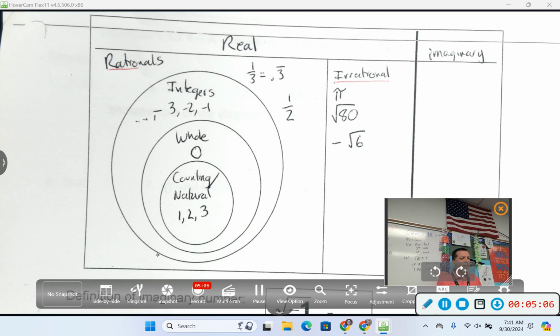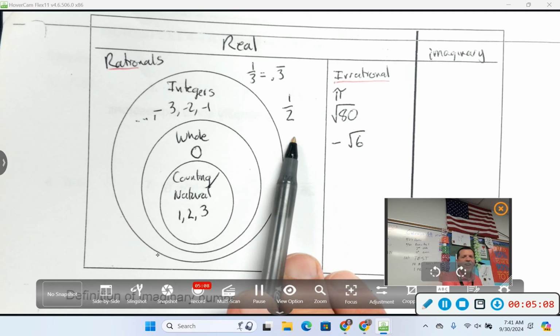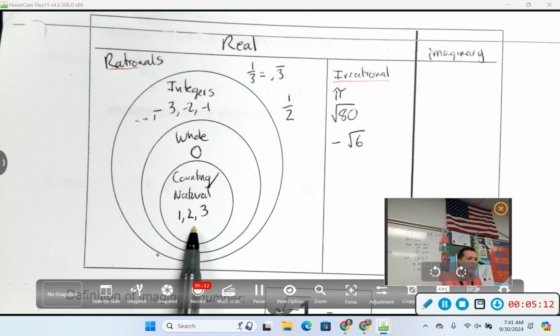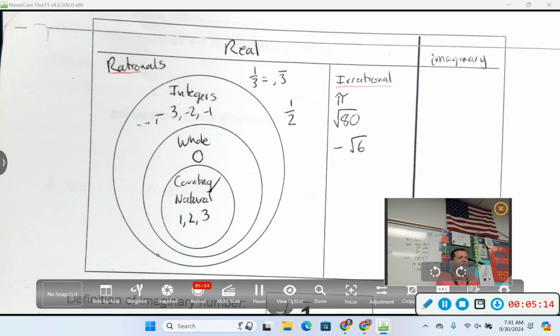What about 4 halves? That's kind of tricky because 4 halves is 2, so it seems weird, but 4 halves is a counting number or a natural number. But then 5 halves would be irrational. Right. 5 halves would be rational. Yeah. Rational. That's right. Say it like that to remind yourselves what it is.